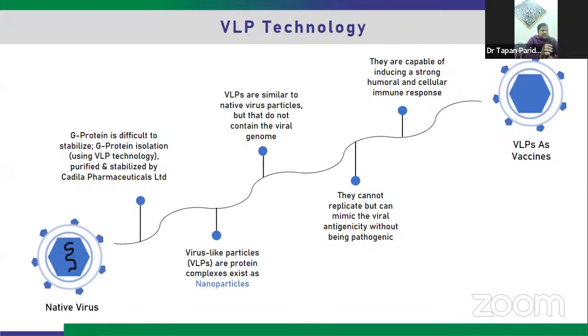Yeah, this is the VLP technology. In a native virus, the G protein is difficult to stabilize. So G protein isolation by VLP technology, then it is purified and stabilized by Cadila Pharmaceuticals. I think this is a patent for Cadila.